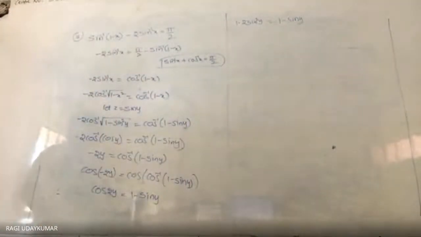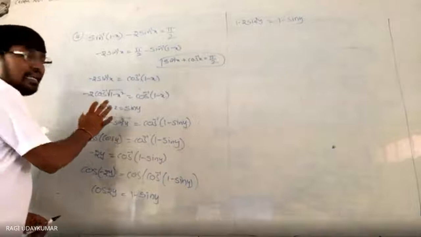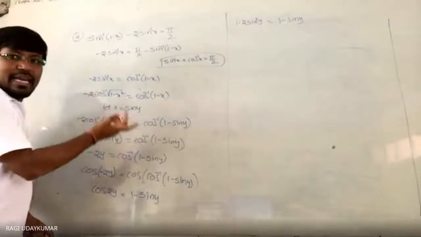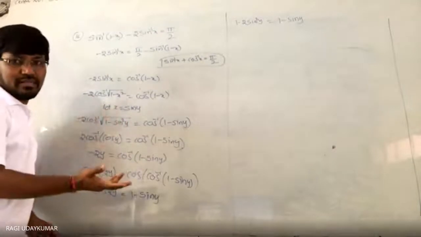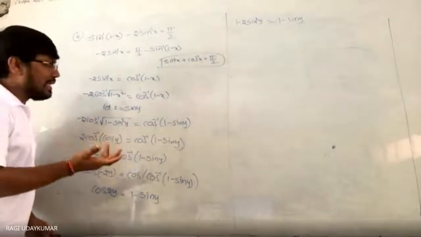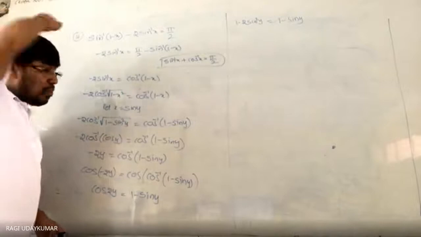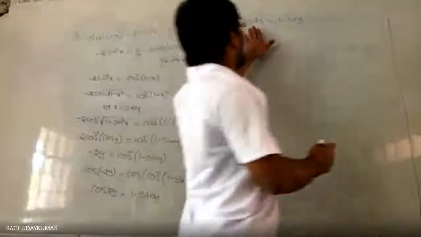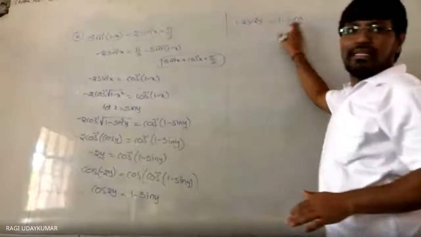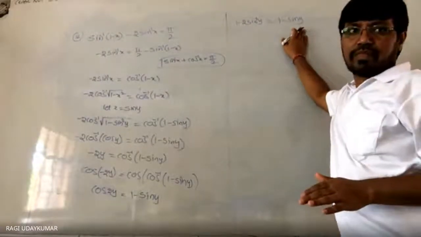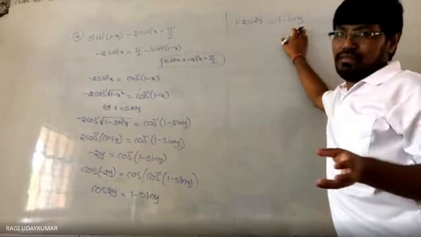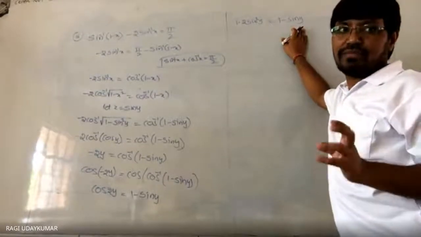Because directly you cannot convert here. Minus 2 cos inverse x cannot be taken as completely cos inverse. So that's why we have converted this into a single equation, and by resubstituting, we got it in the form of a quadratic equation in terms of sine.